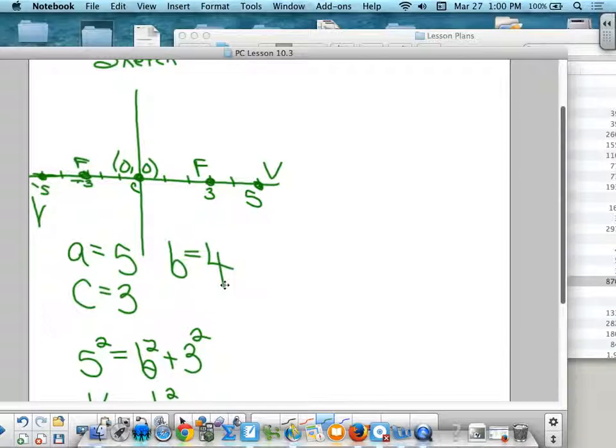Which tells me to move where? From the center, up 4. From the center, down 4. And I'll just do a quick sketch of this thing. There you go.